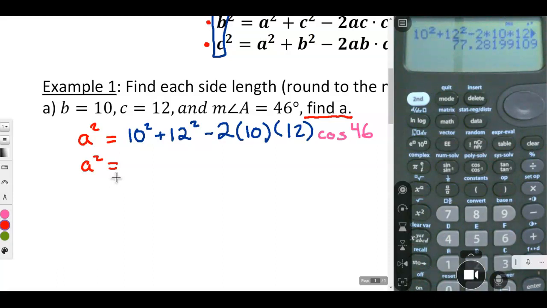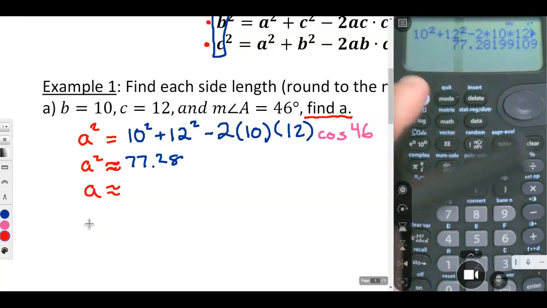$77, does that look right? Yeah, okay. Comes out to 77. Say 0.28. And actually that's already incorrect because I just rounded my answer, so I should make this approximately. And of course, A is going to be the square root of that, so I got to go square root this number.